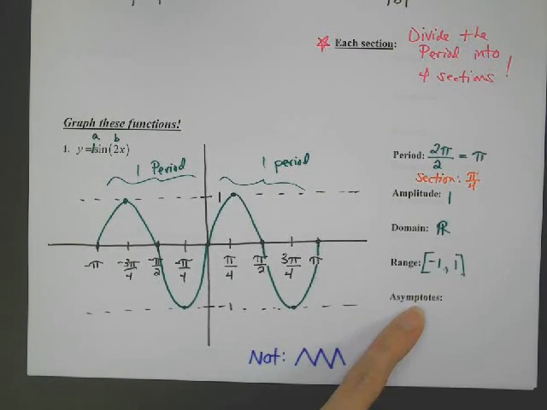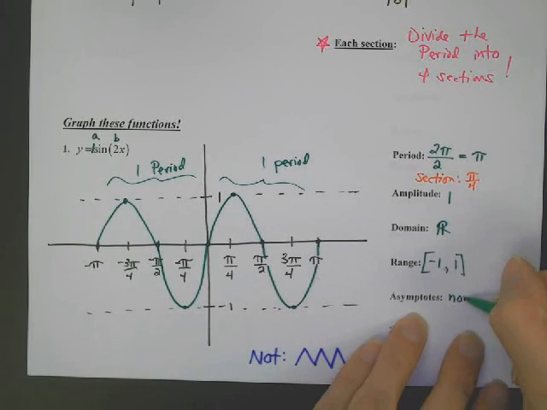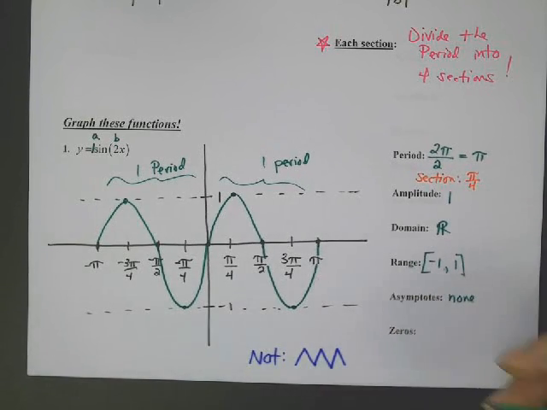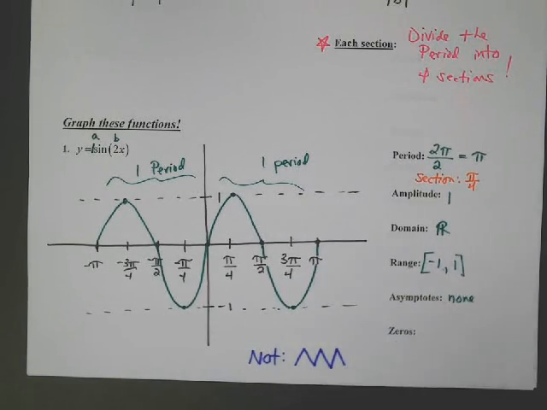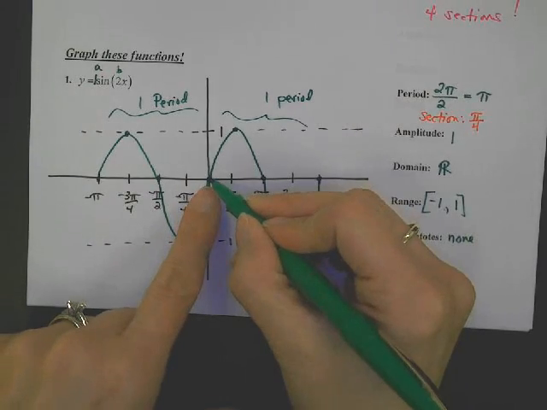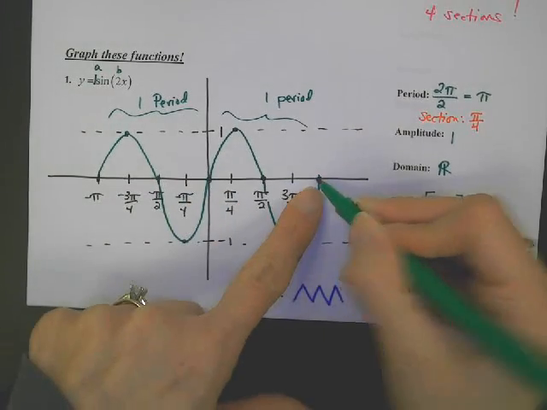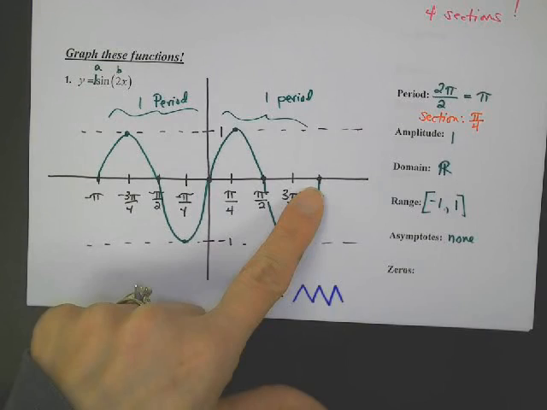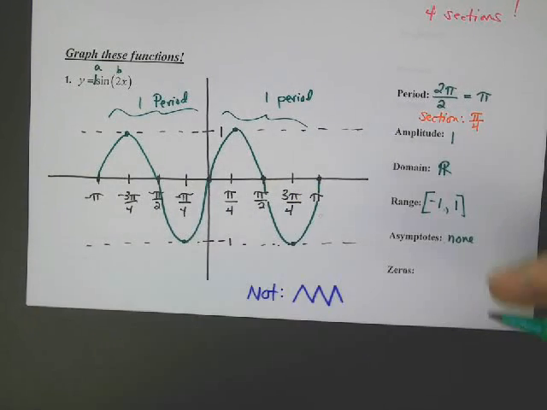Any asymptotes? No. I'm just going to say none, or dash it out. Sine does not have asymptotes. Some of the other curves do. Now the zeros is where it's going to get more fun because it touches the x-axis. There's a 0. There's a 0. Is it just those many? No, there's infinitely many. If you started to make a list, you'd be there literally forever.